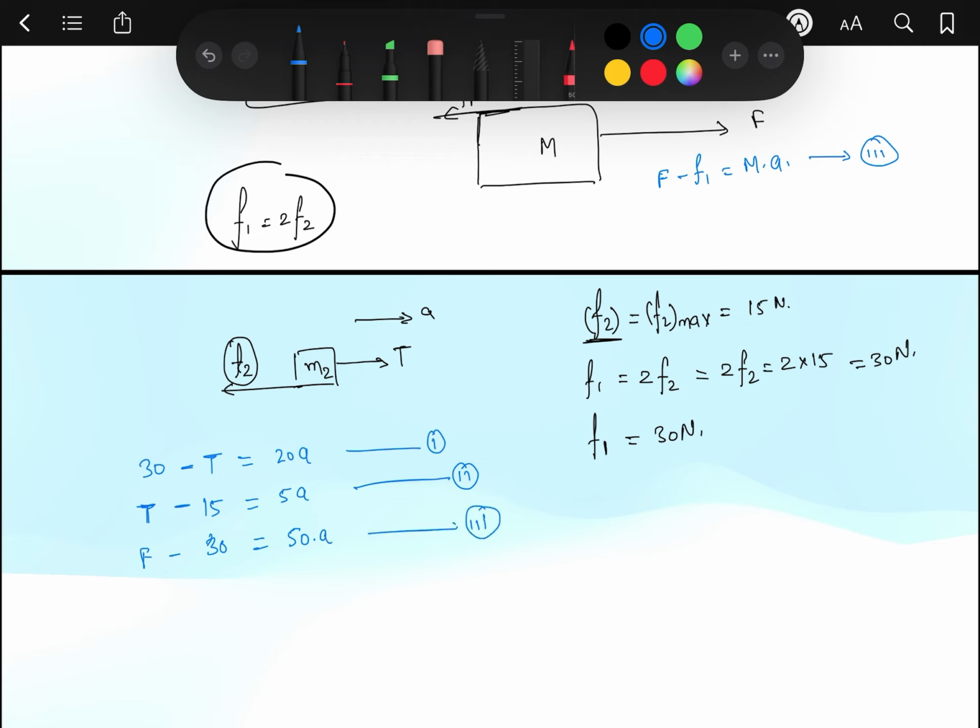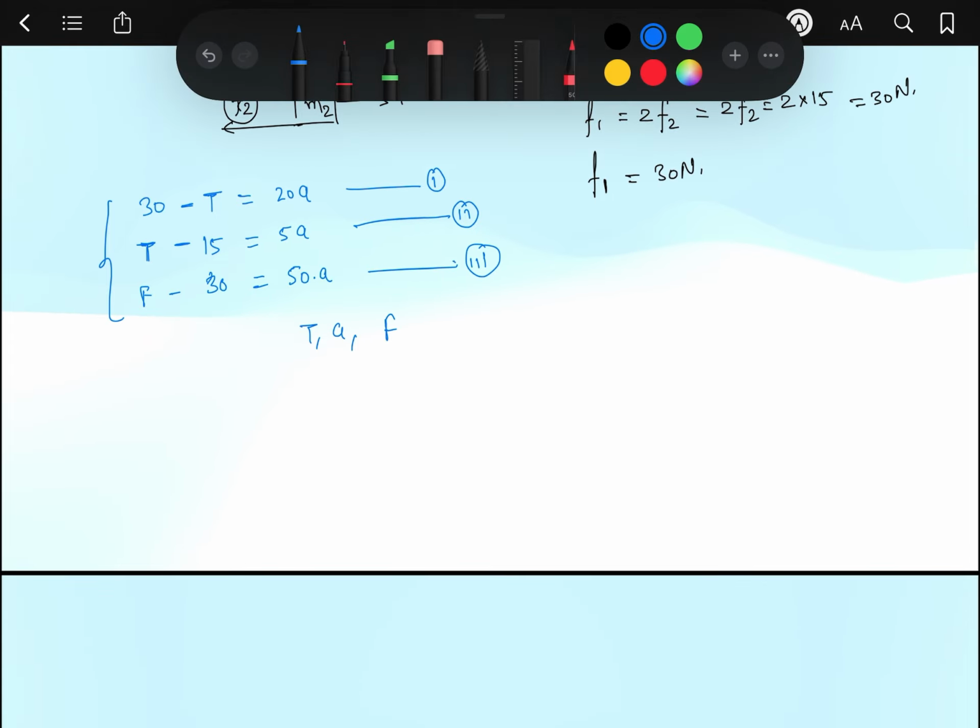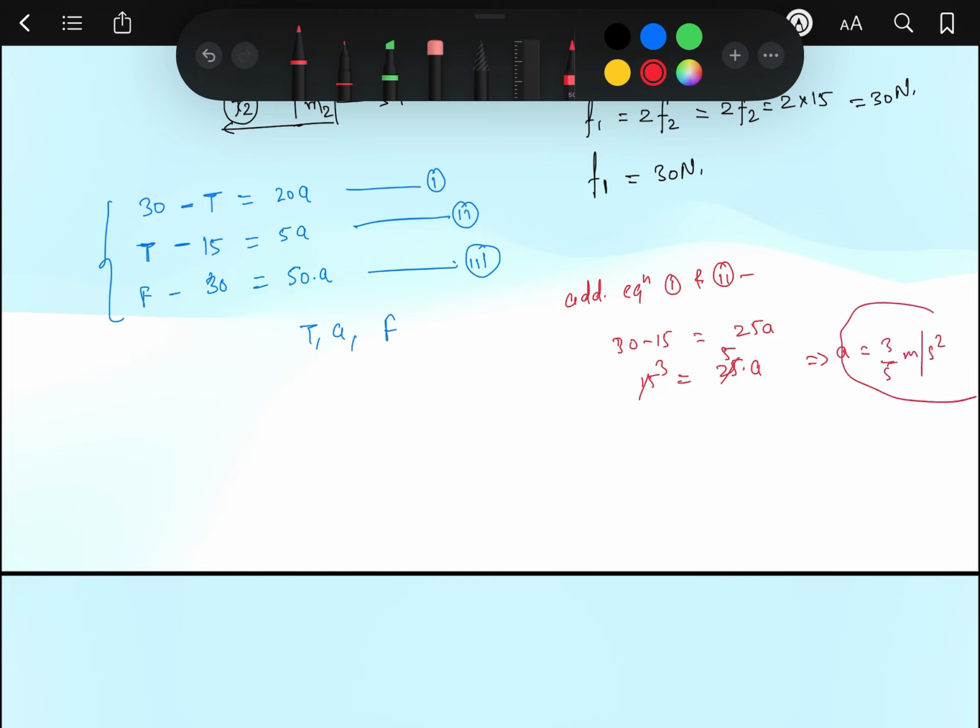Okay, so here we are having 3 equations and we have to find out the values of tension, acceleration of the blocks, and the value of this capital F. Okay, so from equation number 1 and 2, if I add, adding equation 1 and 2, I will be getting, this tension will be cancelled out, 30 minus 15, that will be equal to 20 plus 5, 25 into acceleration A. So this I will be getting 15 is equal to 25 into acceleration a, that means 3 by 5 meter per second square. So this is our acceleration we are getting, right?